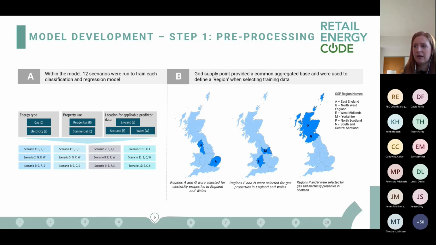From that, we also had to work out what the reliable regions were. We defined these at a grid supply point level, and we separated them for England and Wales, and we were able to do one for gas and one for electricity. For Scotland, because we had trained the model using the Scottish data, we used all of the data available within that region to train and test before we applied it to the wider population.